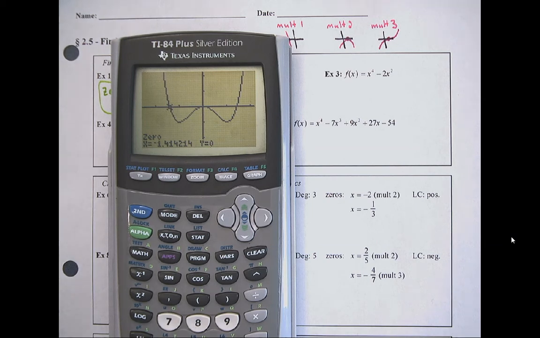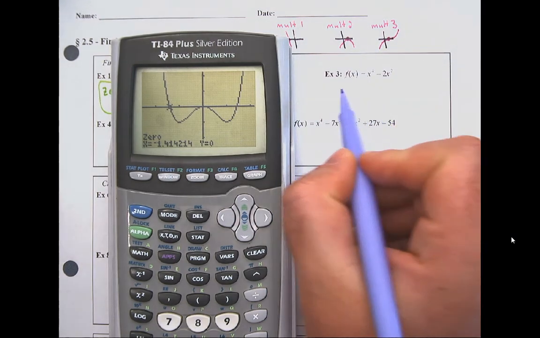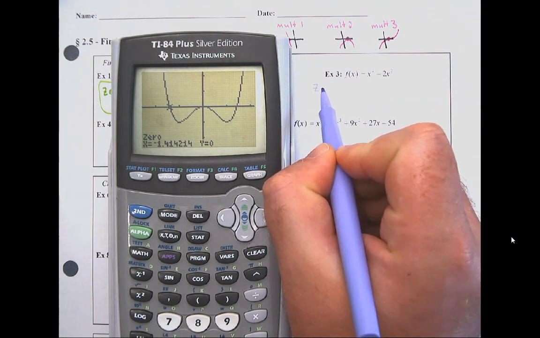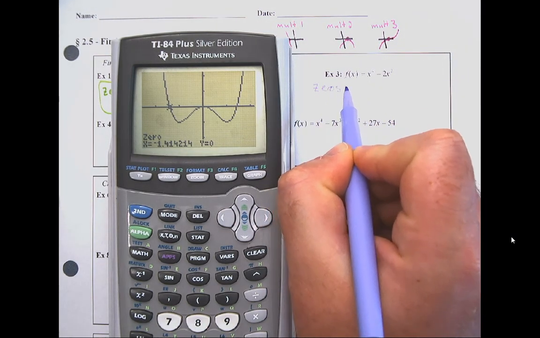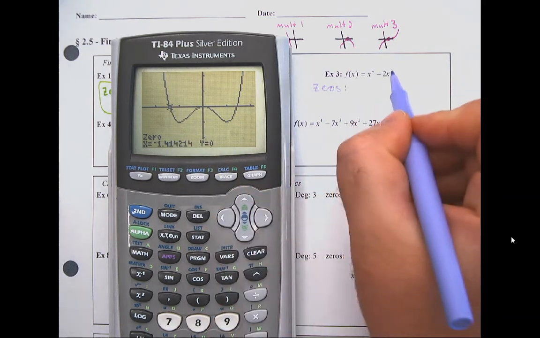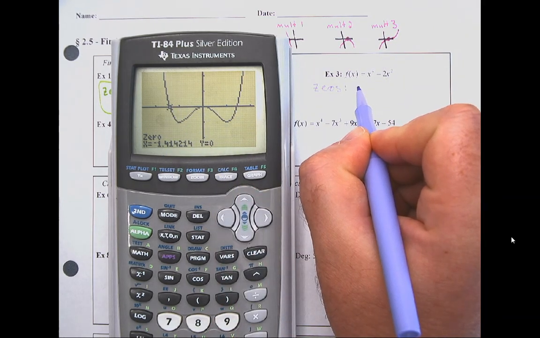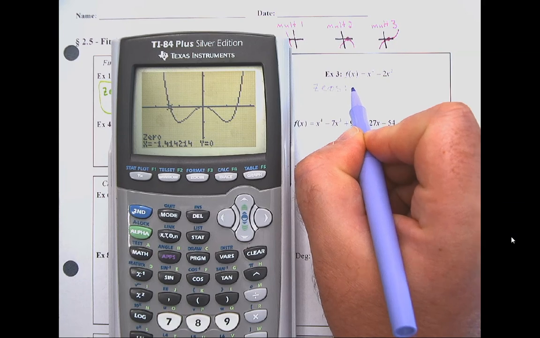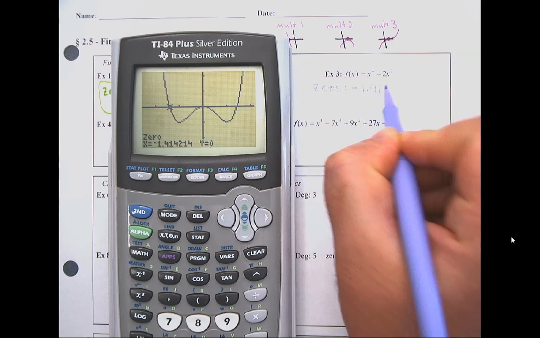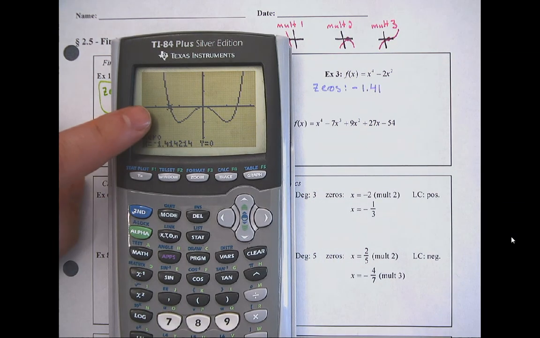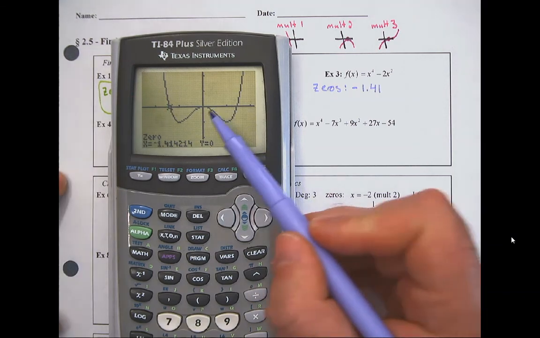So now my zeros. One of my zeros is at -1.41. Is that a mult1, a mult2, or a mult3? It busts through. It's a little curvy, but it's basically straight. So that's a mult1. Now look at my next 0.